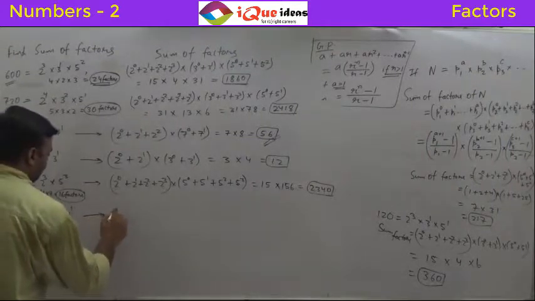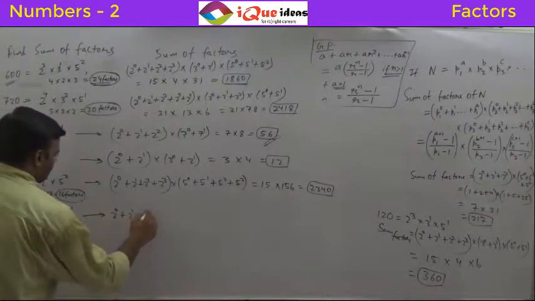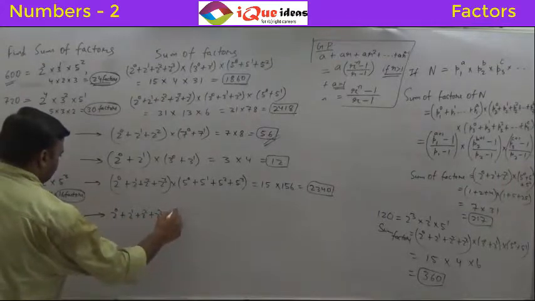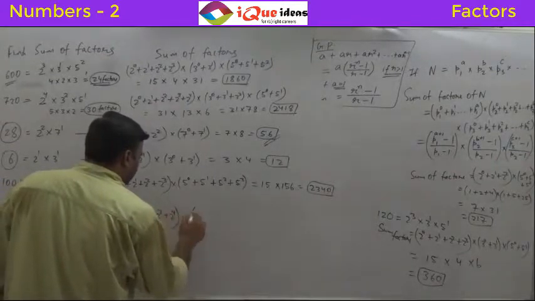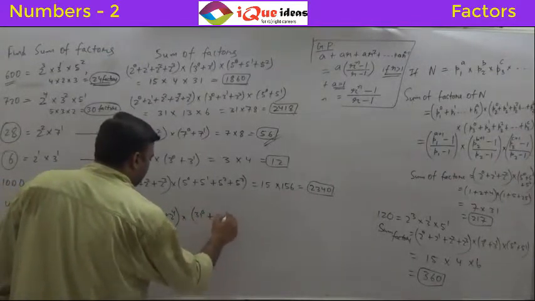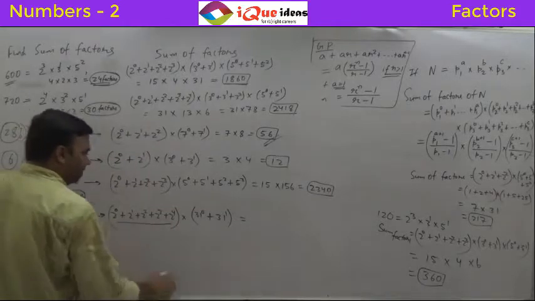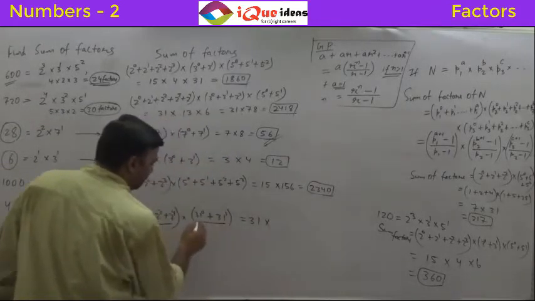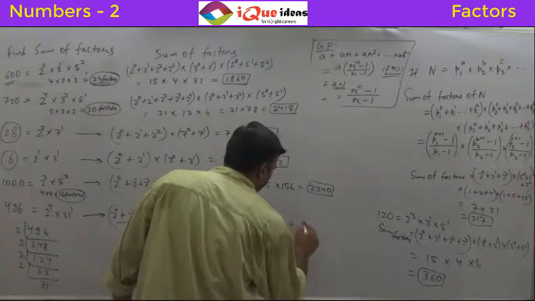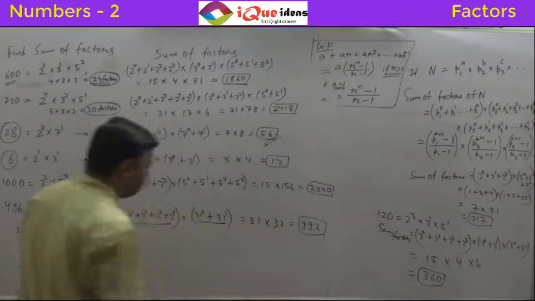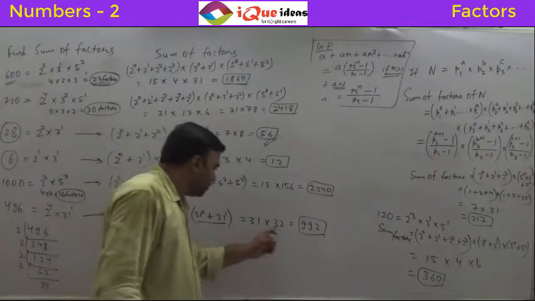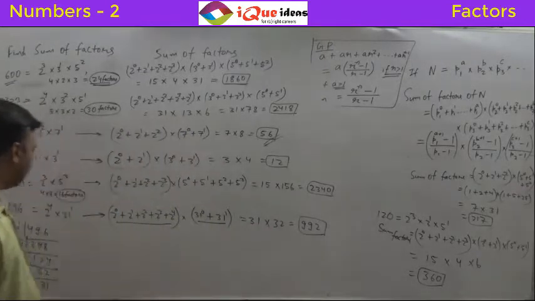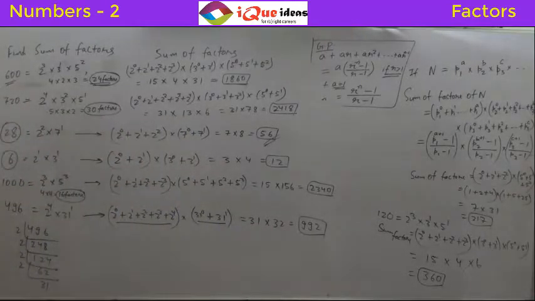The sum of factors for this will be (2 raised to 0 plus 2 raised to 1 plus 2 raised to 2 plus 2 raised to 3 plus 2 raised to 4) into (31 raised to 0 plus 31 raised to 1). The sum of this will be 31, and the sum of this will be 32. If you multiply, you get 992. If you look at this closely, 992 is just double of 496. Yes, exactly, because this was 16 into 31 and this is 32 into 31. So the sum of factors of 496 is exactly double of 496.